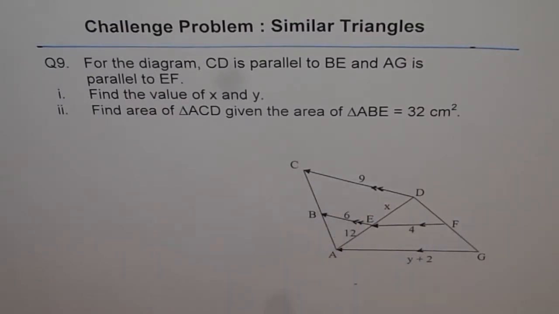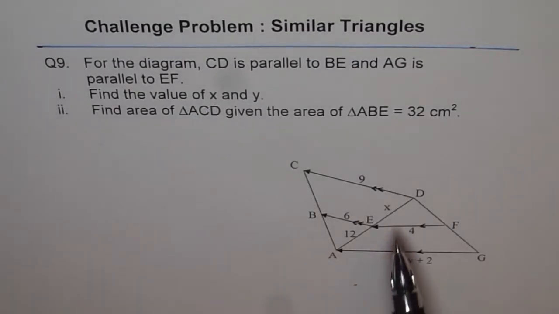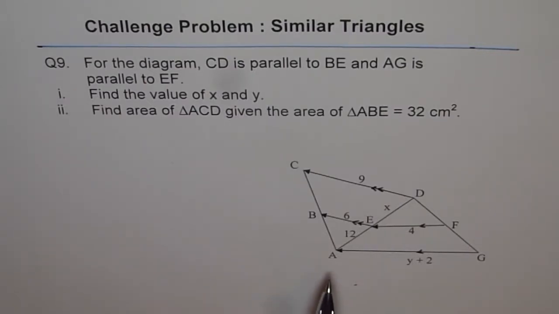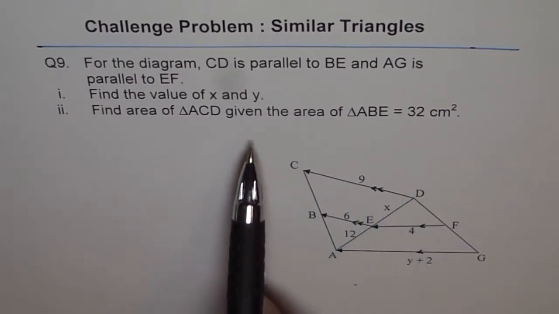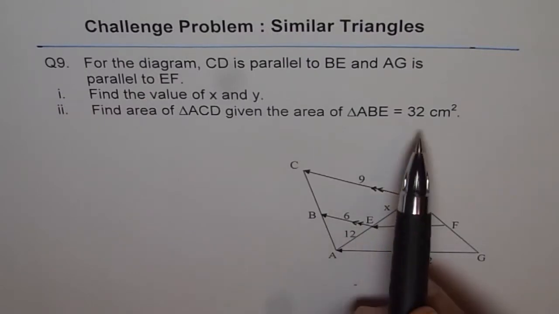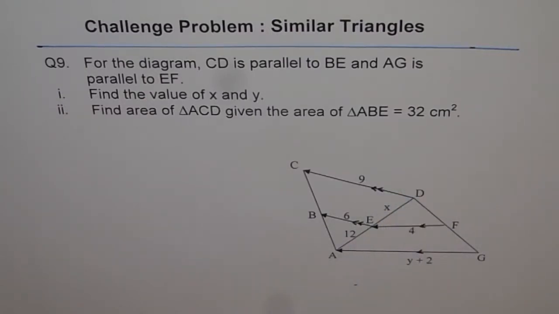Actually, these arrows indicate parallel lines. Now find the value of x and y. So that is the variable x, and this is the variable y, which we need to find. Part 2 is find area of triangle ACD, this triangle, given area of triangle ABE, the small one, as 32 centimeters square, right? So this question is very interesting and very helpful. It will kind of review all what you have done so far in similar triangles, right?